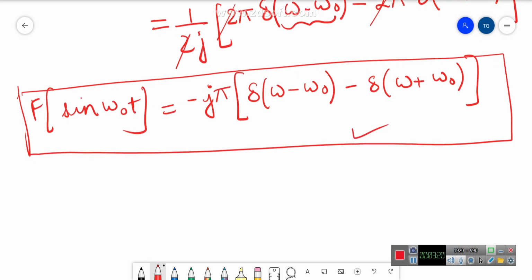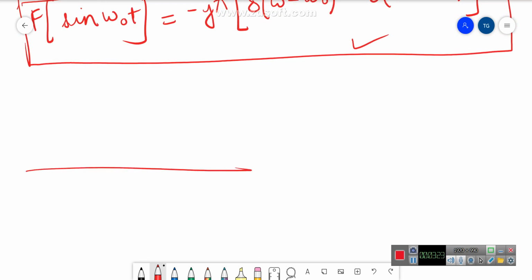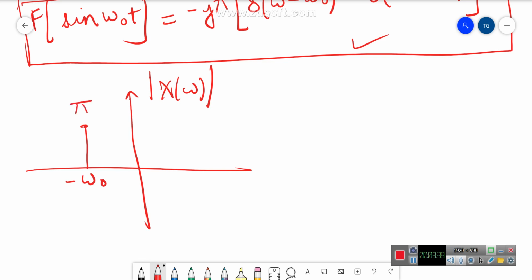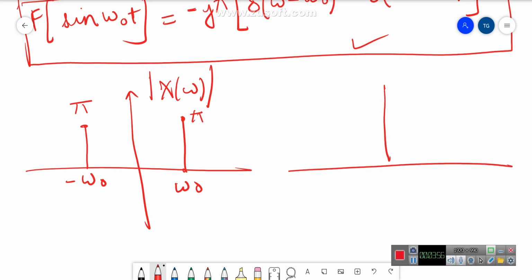So the magnitude spectrum will look like this. If we take mod of X of omega, that is for sine omega naught t, it is having an impulse value at minus omega naught equal to pi, and here also at omega naught it is having a value pi, because we are taking a modulus of this, so j will become 1 and the minus sign will disappear.